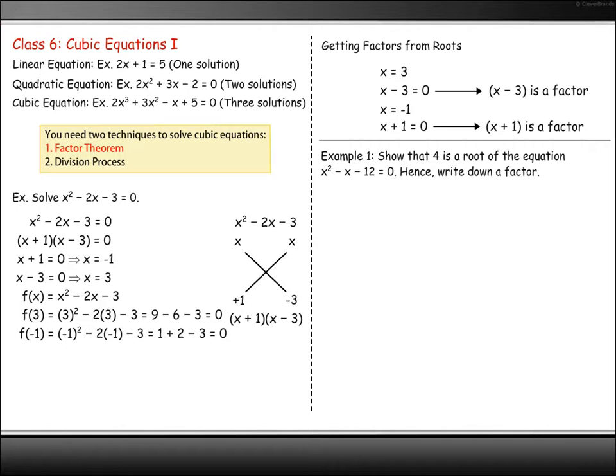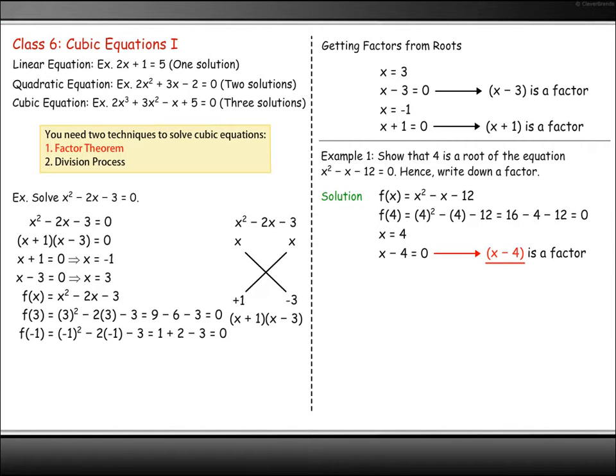Example 1. Show that 4 is a root of the equation x squared minus x minus 12 is equal to 0. Hence, write down a factor. Call the quadratic the f of x. Get the f of 4. The answer is 0. Therefore, 4 is a root. X equals 4, which means x minus 4 equals 0. Therefore, x minus 4 is a factor.